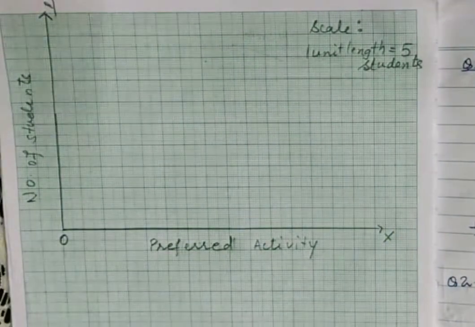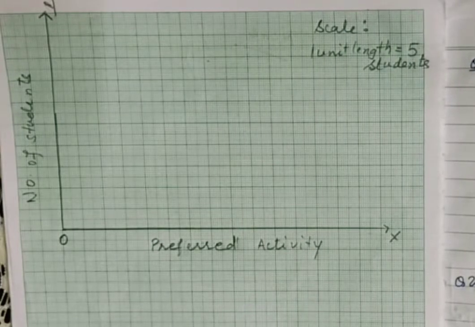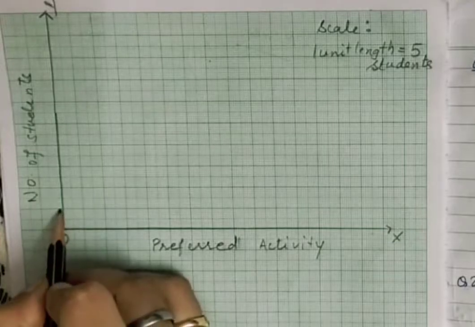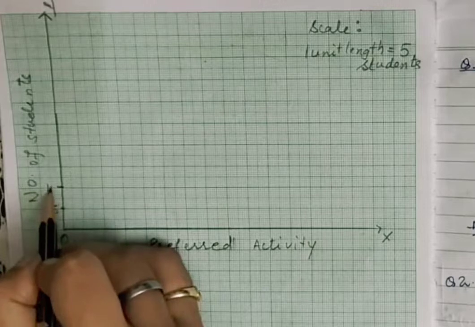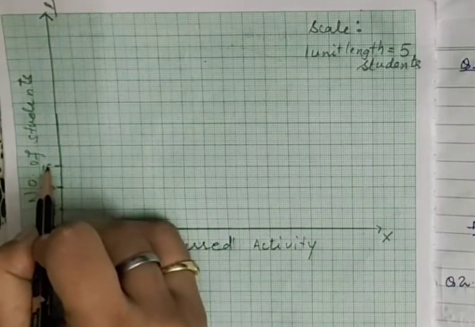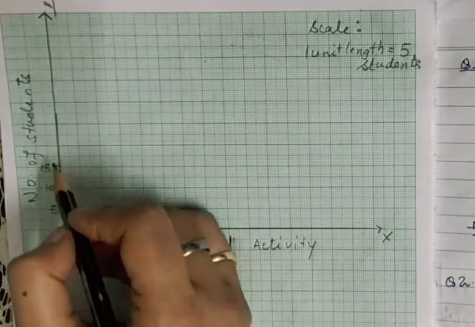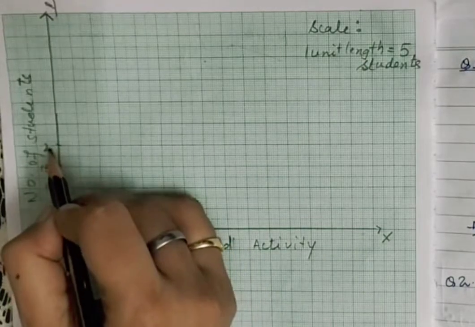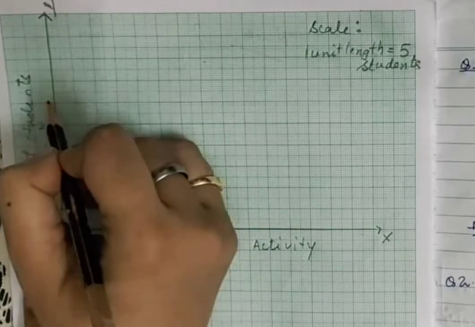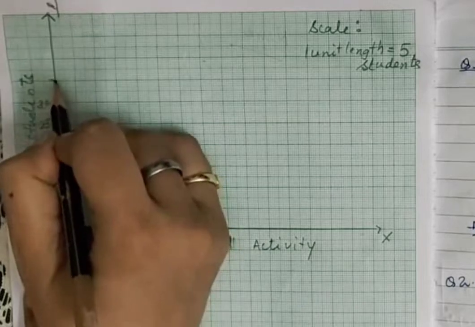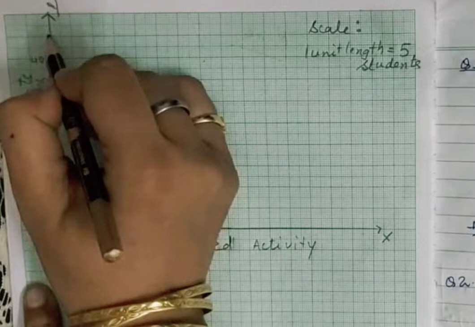Fine. Now as we need to represent 1 unit length equals 5 students, I am putting the marking here 5, then 10, then 15, because 1 unit length represents 5 students. Then 20, 25, 30, next is 35, 40 and 45.